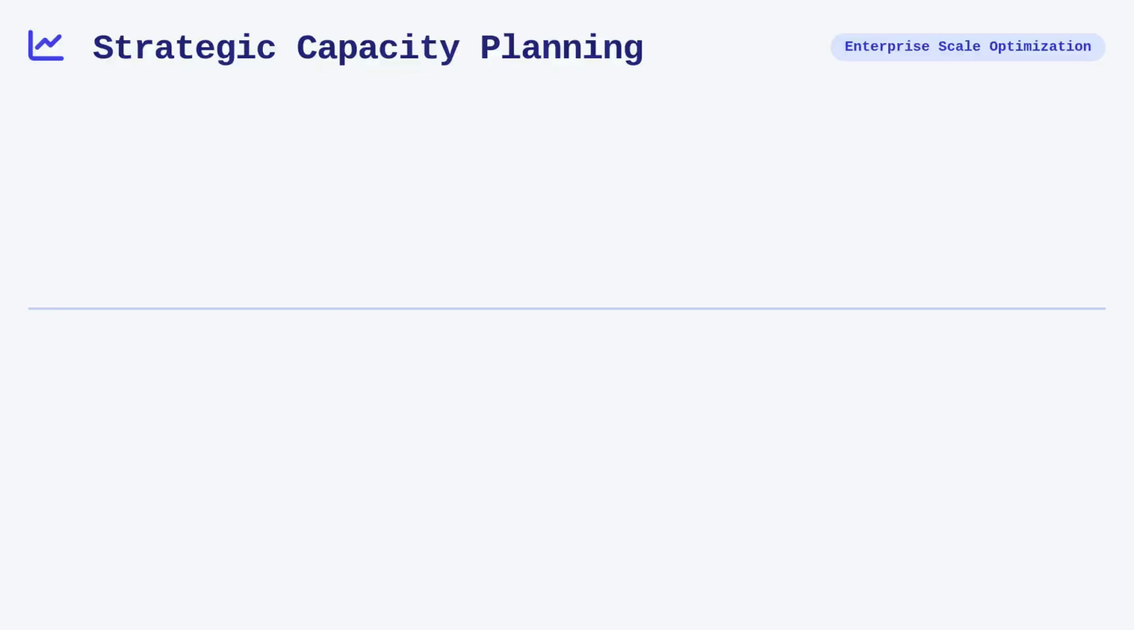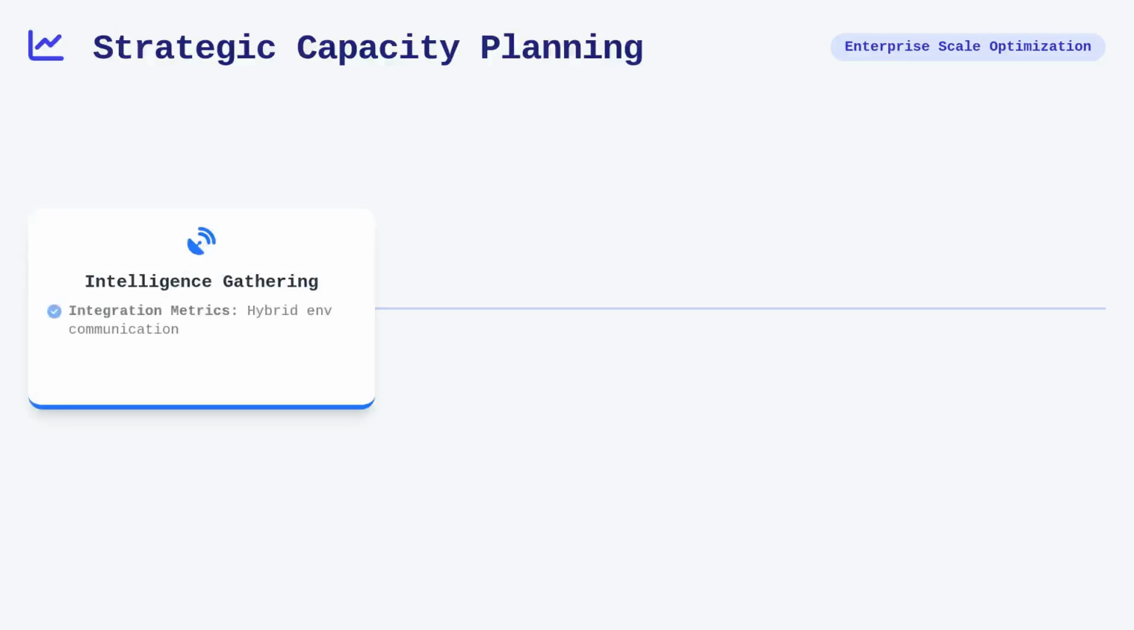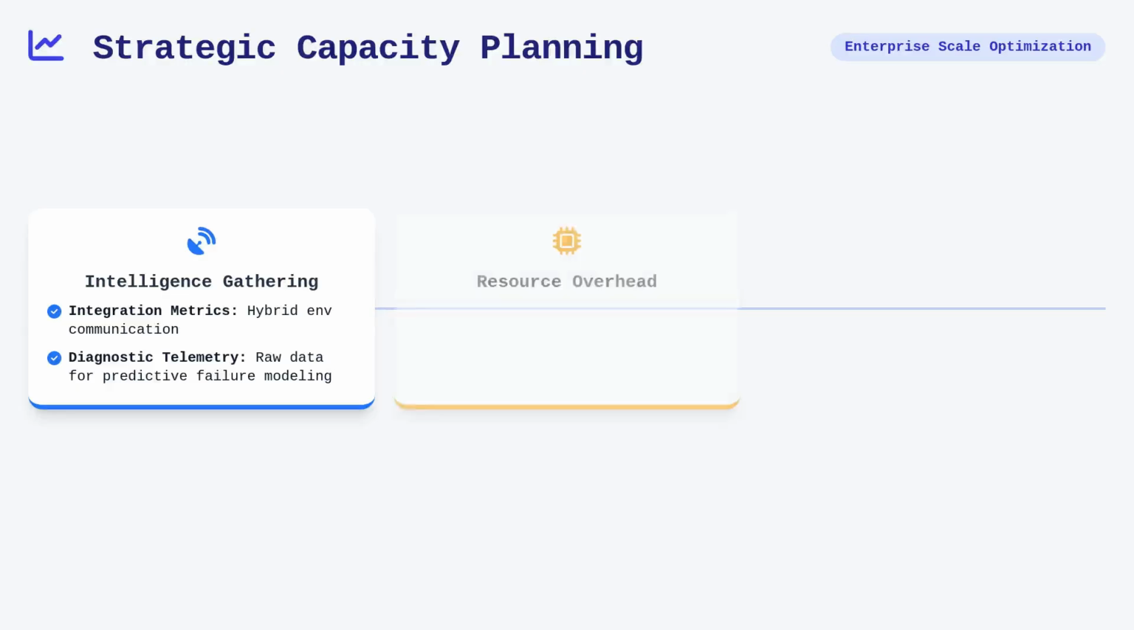Successfully planning for capacity necessitates a deep dive into integration metrics that define how disparate hybrid environments communicate their status. You should focus on how diagnostic telemetry provides the raw data required for predictive failure modeling, which is a cornerstone of maintaining enterprise uptime. If you manage an environment at scale, you will quickly observe that cryptographic baselines and security overhead also consume measurable cycles, meaning your resource planning must factor in these hidden costs.